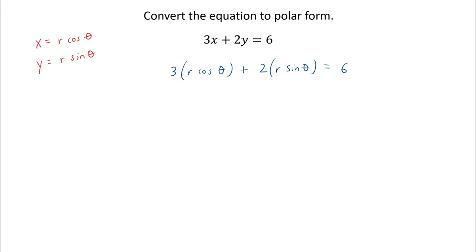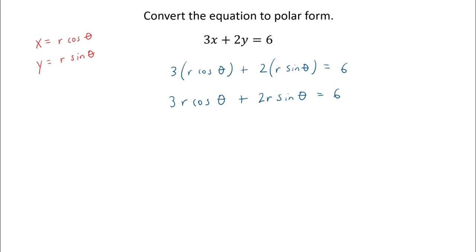Now in the polar world, when we write an equation, we want to write it with the r isolated by itself on one side of the equation. So, typically when we write functions in function form, we write f of x or y on one side. In the polar world, when we write polar equations, we want to isolate r by itself. So here in this example, we have 3r cos theta plus 2r sine theta is equal to 6.